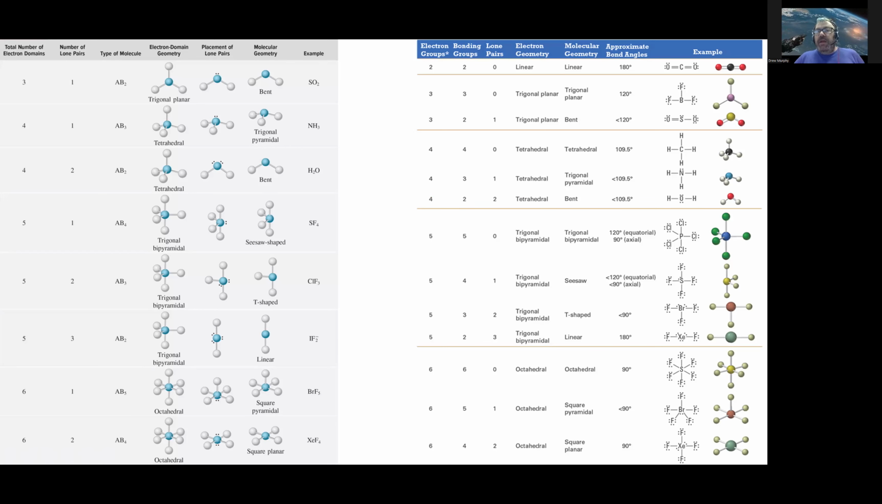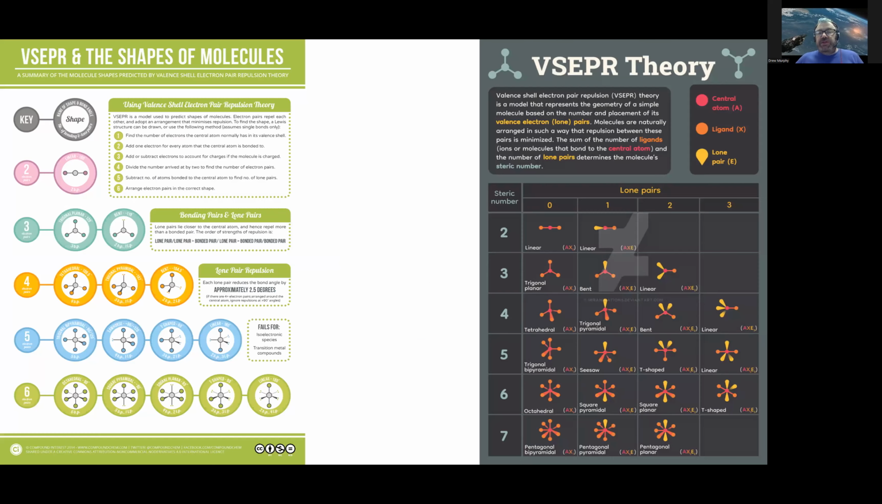Okay. Every electronic geometry has several molecular geometry options. Okay. These are all the ones that we're going to talk about. These are the only ones we're going to test over. You'll get this as a handout as needed. These are two fun graphics I found to help if you want like this. These are linked on our Blackboard page as well.